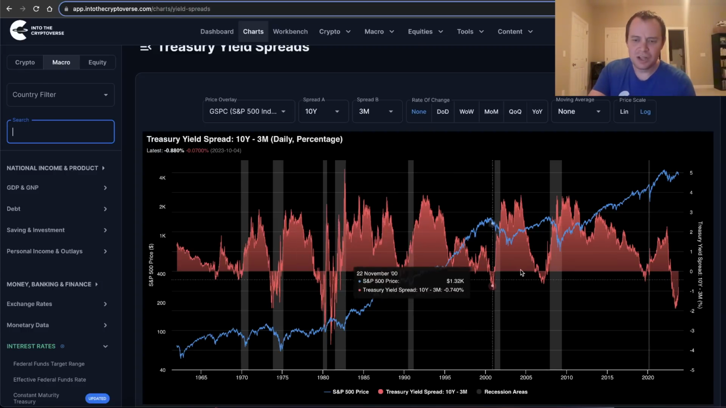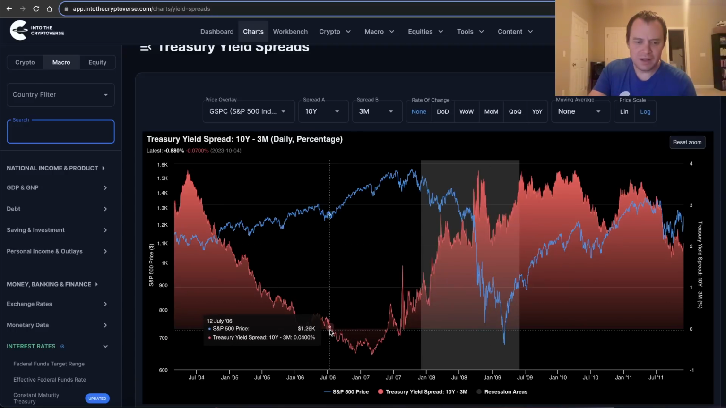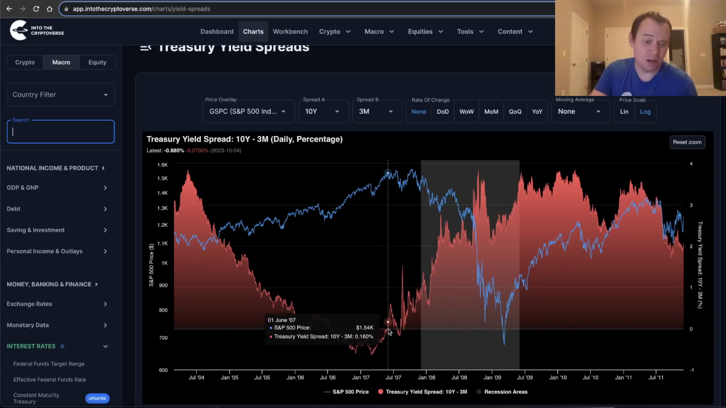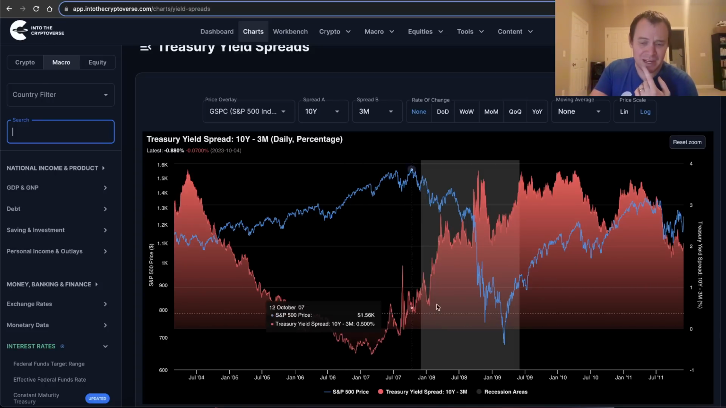So that is the thing we have to consider, that this is a common occurrence. When you get the inversion, it doesn't always mean recession now. Look at this: inversion in July 2006, uninversion in May or June of 2007. So you're talking about a year. And then the recession didn't occur until November of 2007. So it's a process, right?